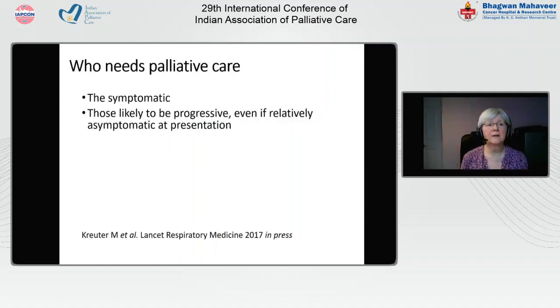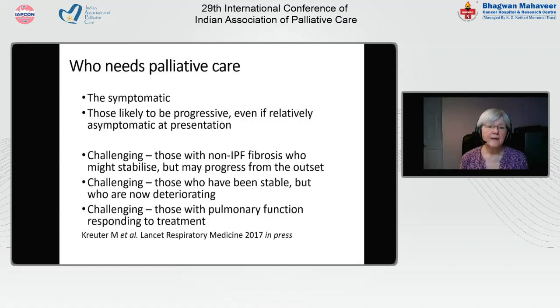So who needs palliative care? Well, the symptomatic need palliative care. Also, those likely to be progressive, even if relatively asymptomatic at presentation. You are all familiar with the patients, especially the respiratory people among you who may be listening, that you can often predict the person that is going to run into problems. They might be fine at the minute, but you know that the course is going to be a rocky road.